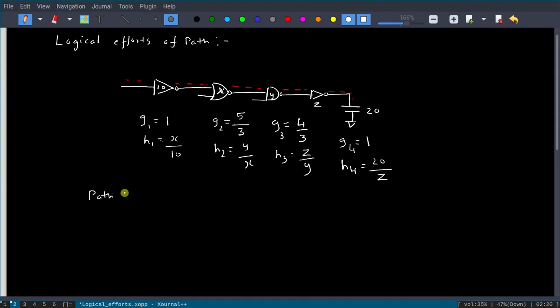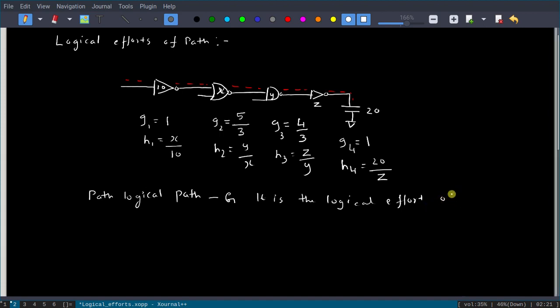So, path logical effort. We have found the logical effort of an individual gate, but we have to define a terminology called path logical effort, the logical effort of the complete path. This is denoted as capital G, and it is defined like this. It is the logical effort of the path considered.